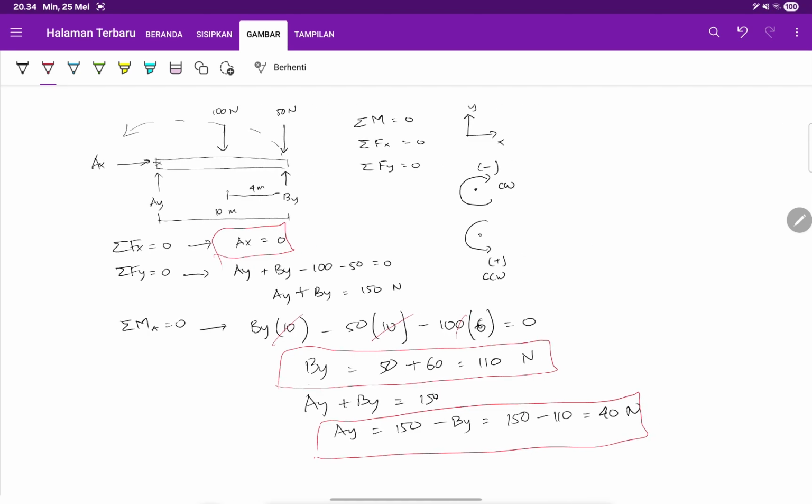And I hope this is clear enough. So this is how you apply the equilibrium equations, for those of you who just started learning how to implement equilibrium equations to your structures.